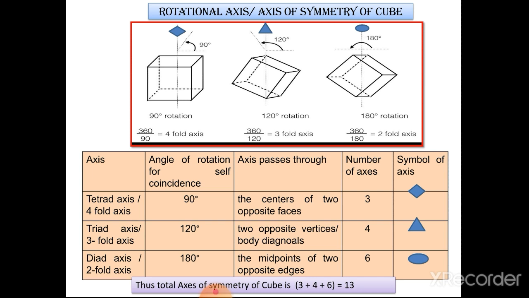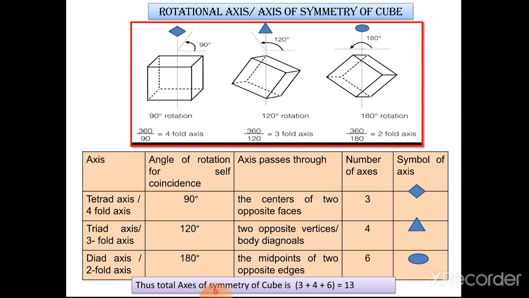So it shows that the threefold axis is passing through the two opposite vertices. The cube has a total of 8 vertices. If we consider opposite vertices, then there are 4 pairs of opposite vertices. Hence the number of triad axes for a cube is 4, because there are 8 vertices, so the pairs of opposite vertices are 4. Hence the cube has 4 triad axes. Again, this triad axis is shown by a triangular shape, or the symbol for it is shown over here.